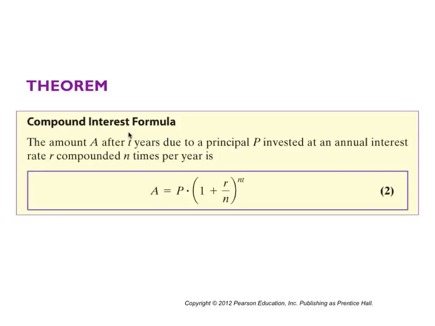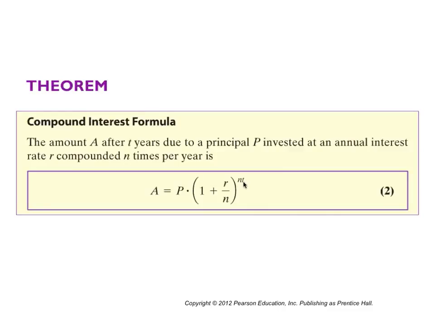Now, the other type of interest that we have is compound interest. So the amount A after T years due to a principal P invested at a rate R, compounded N times per year, is given by this right here. A is going to be the future value, and that's equal to the principal times 1 plus the rate divided by N, which is the number of times that it's compounded in a year, raised to the power N times T. So we're going to do some examples with this.